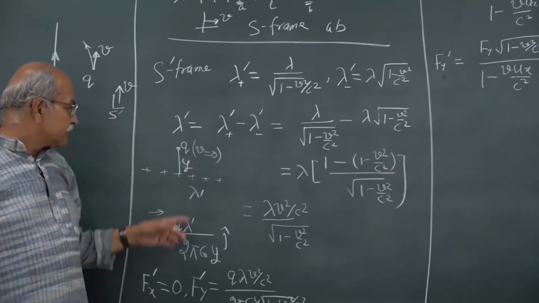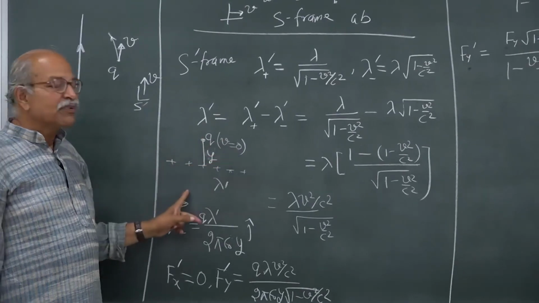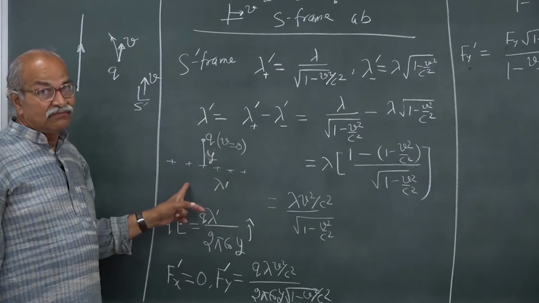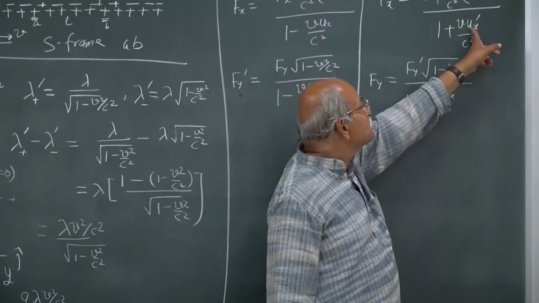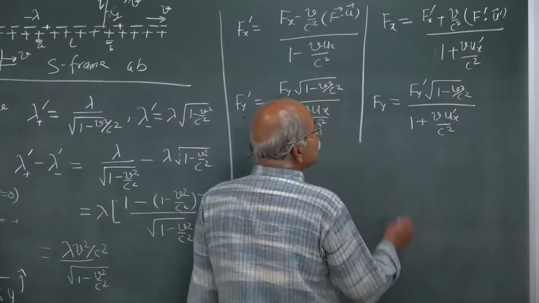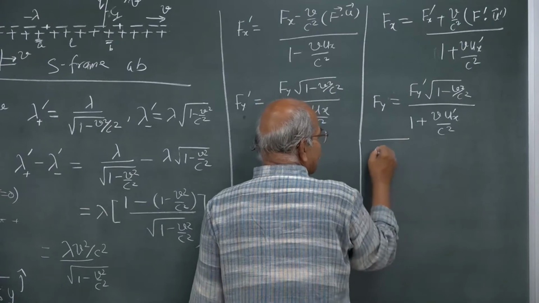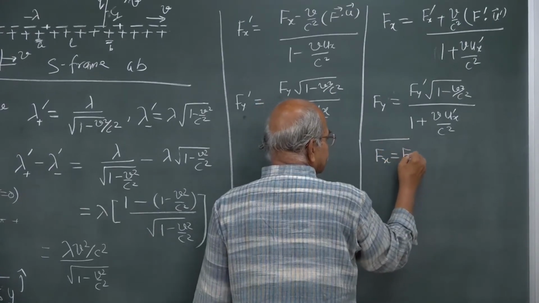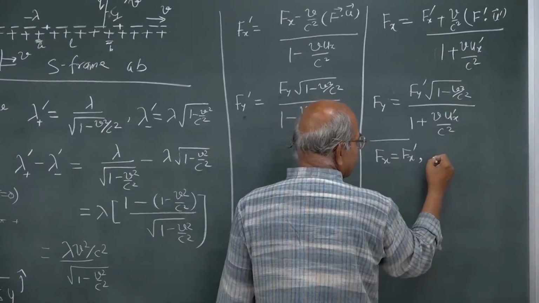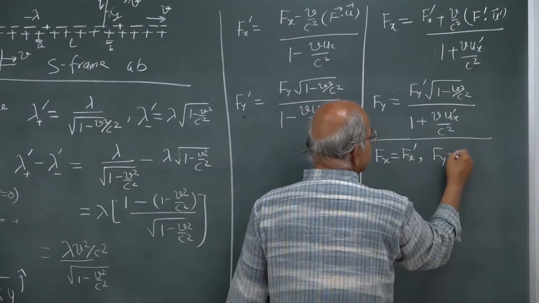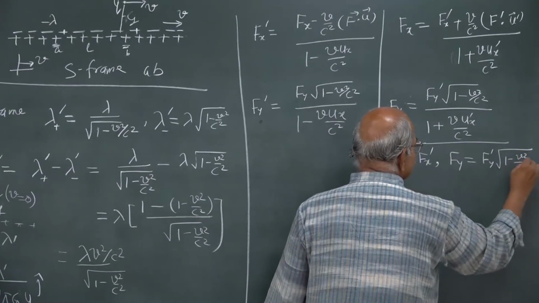Now, in our case, we have this particle q and the velocity of this particle is 0 in S prime frame. So, u prime, this ux prime, is 0, and hence this is 0, this is 0. So, fx is equal to fx prime, and this is 0, this is 0. So, you have fy is equal to fy prime multiplied by square root 1 minus v square by c square.